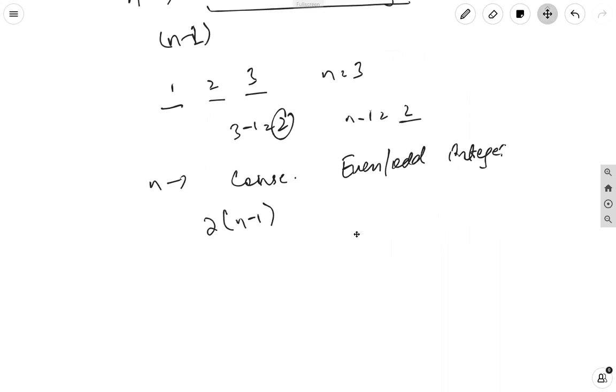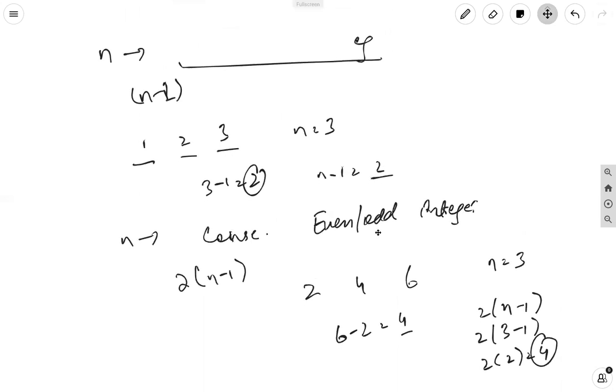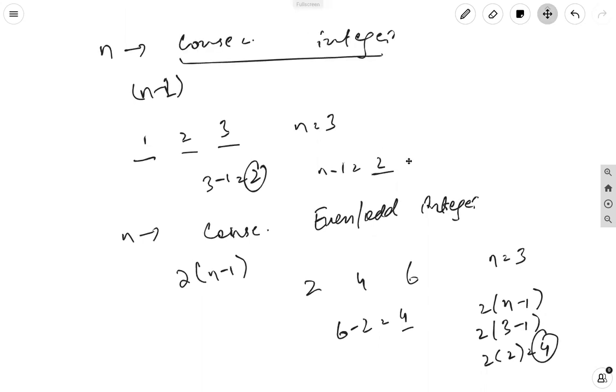For example, we have three consecutive even integers, 2, 4, and 6. n is 3, right? So the range will be 6 minus 2, 4. And that will be 2 into n minus 1, 2 into 3 minus 1. That is also 4. Right? Can we do it like that? Like suppose n minus 2 is 2, n is 4 and n plus 2 is 6. So n plus 2 minus n minus 2.